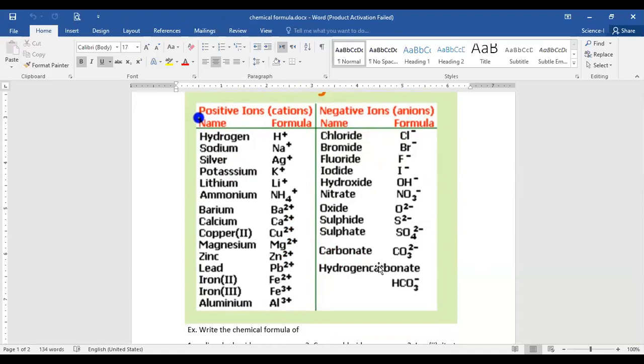For example, when I ask you, what is the chemical formula of sodium sulfate? You might not know. Sodium sulfate is Na2SO4. So how can we know that? We are going to practice how to write this. It's very important knowledge. This part is not mentioned in your textbook, but it's highly recommended to know it.